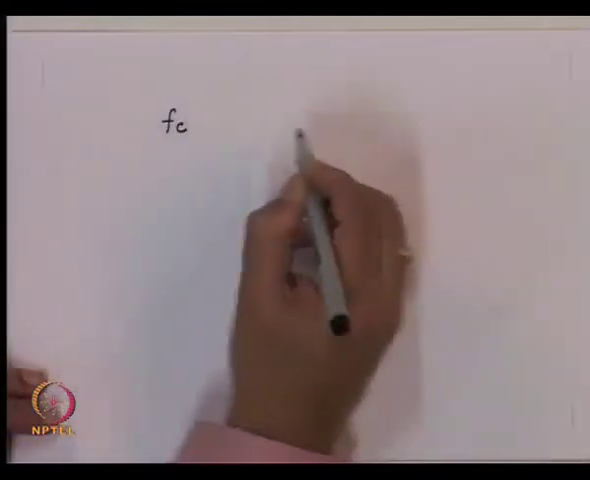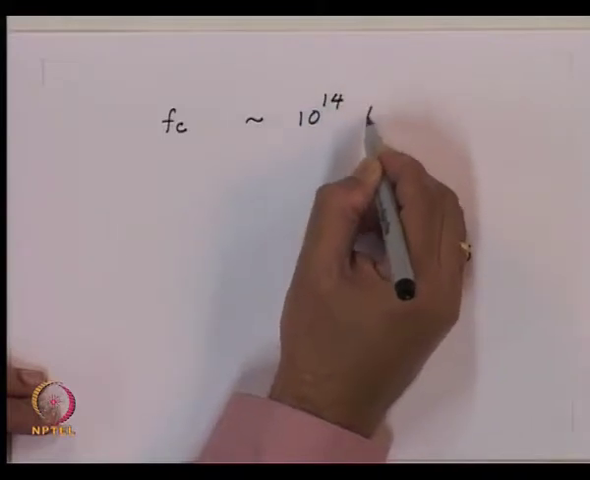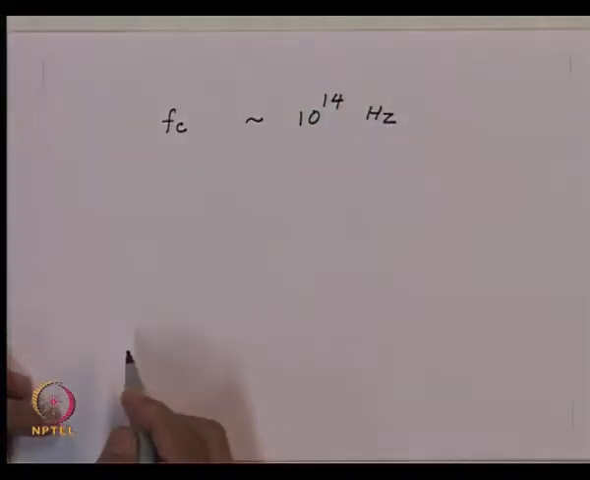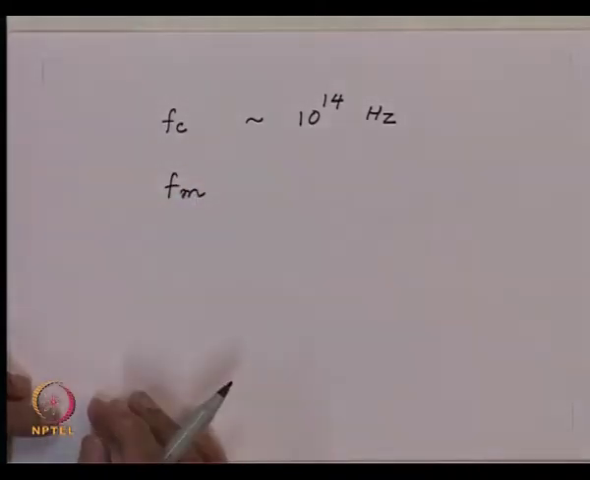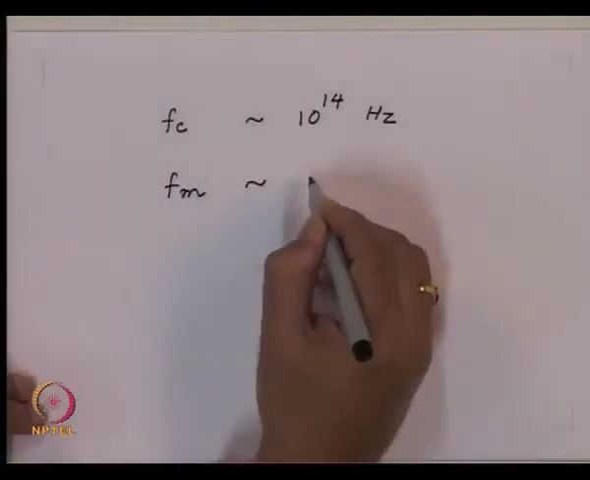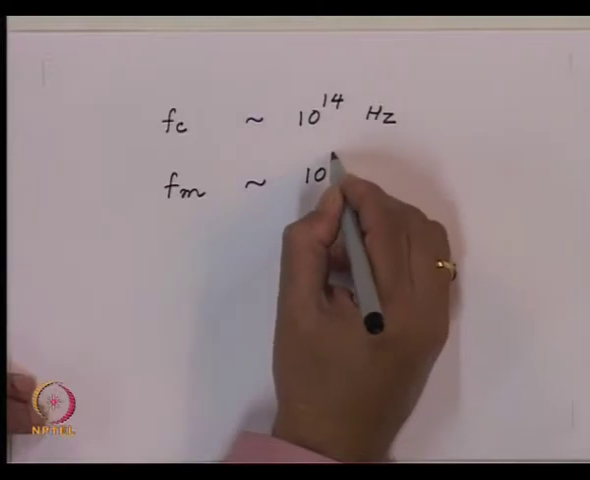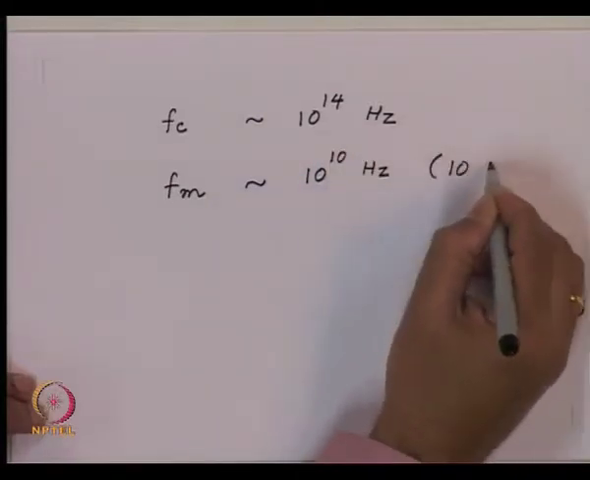So, if I look at the center frequency, the carrier frequency for the optical signal Fc, that is of the order of 10 to the power 14 hertz. Whereas, if I consider Fm, which could be the highest possible data rate which I want to send, this could be of the order of 10 to the power 10 hertz, which is about 10 gigahertz.